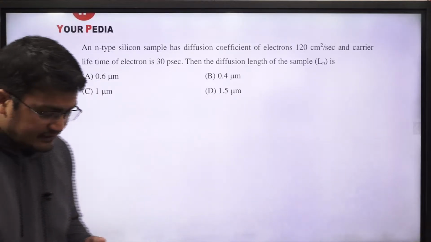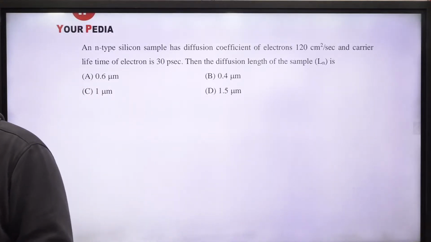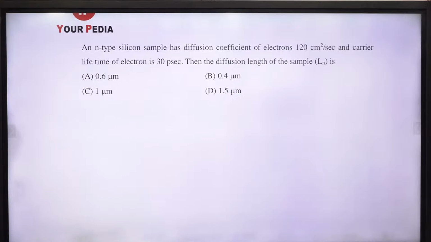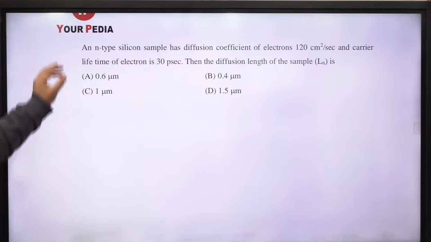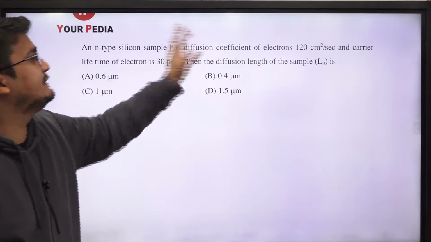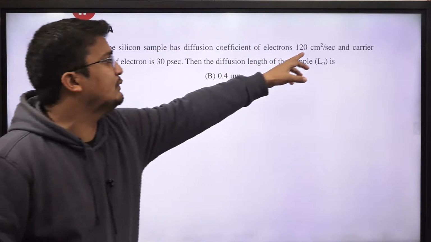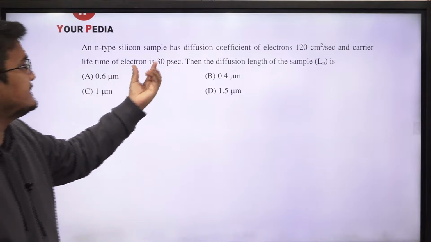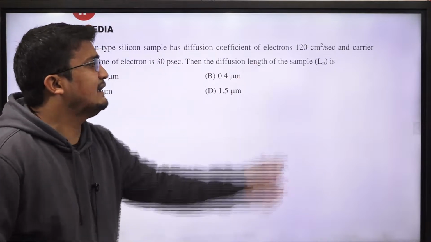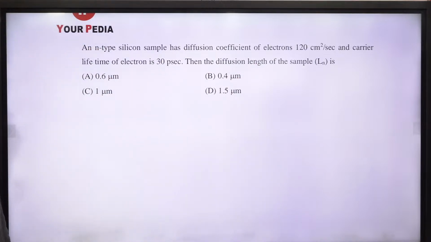Again, this is an EDC question, a very simple and straightforward question. Tell me the answer, please. Guys, tell me the answer for this. Do it fast, please. The question is: an N-type silicon sample has a diffusion coefficient of the electron 120 centimeter square per second. The carrier lifetime of the electron is 30 picosecond. Then the diffusion length of the sample is? Yes, tell me.